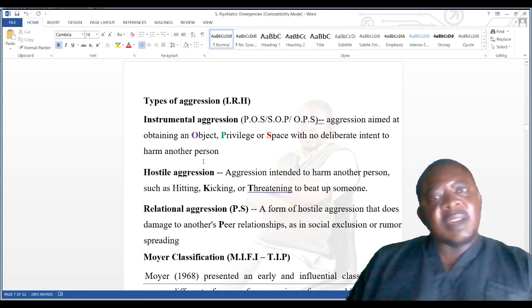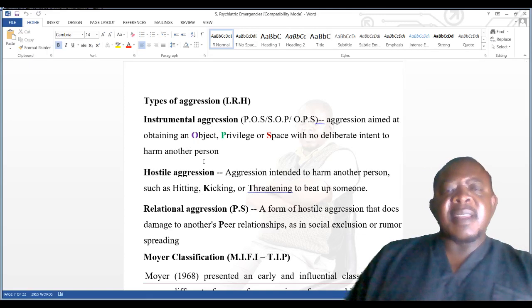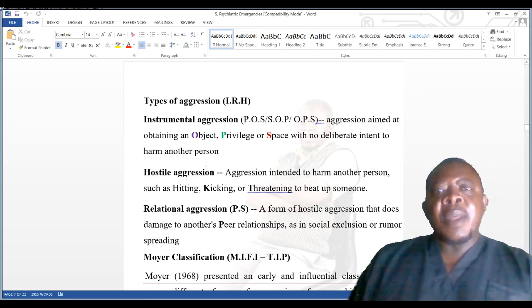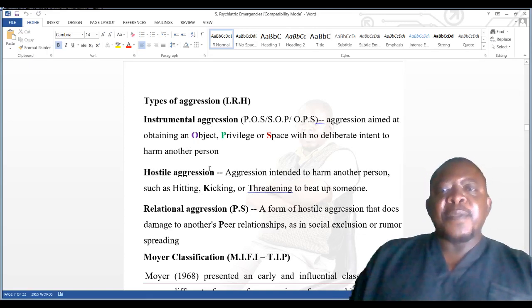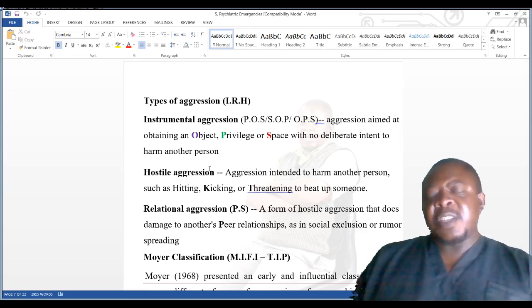Okay, relational aggression, some key terminologies. I've tried to simplify them and look at them as PS. Here we are looking at a form of hostile aggression that does damage to another peer relation, such as social exclusion or rumor spreading.